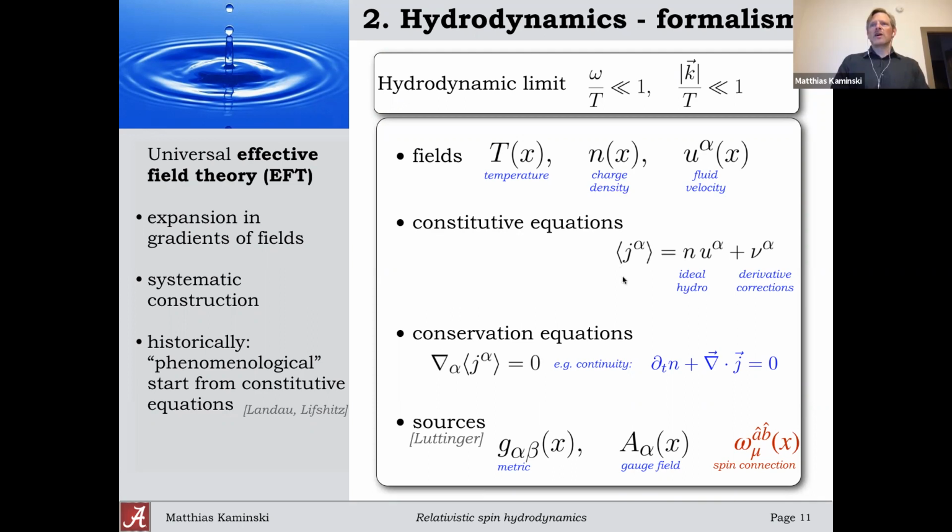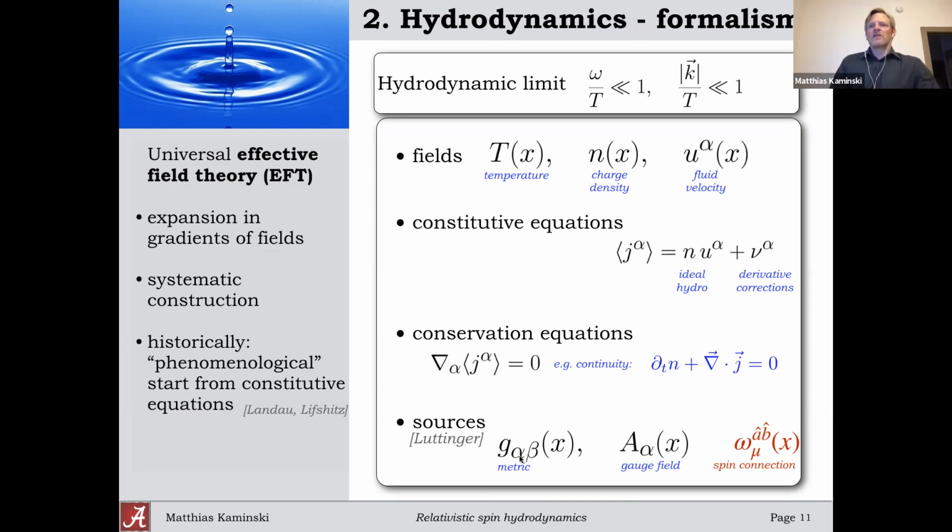This current might be conserved. So if you take the leading order contribution, the ideal hydro, it's satisfying a conservation equation. The divergence vanishes, and this can be rephrased physically. This is the continuity equation, right? Any change in the charge density in some region needs to be a current out of that region, a divergence. That's what this continuity equation says.